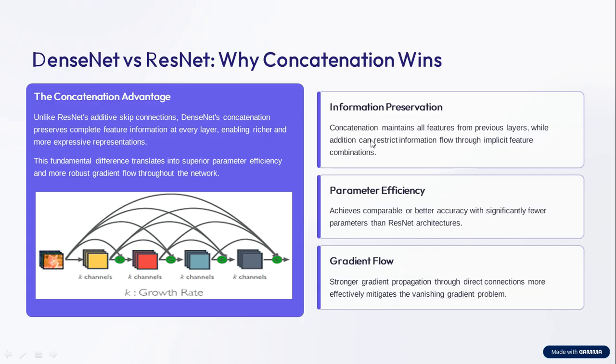For information preservation, the layers are connected continuously, and combinations are more. For parameter efficiency, compared to ResNet you have far fewer parameters, which helps to achieve better accuracy also. Then gradient flow: there is strong propagation through direct connections.